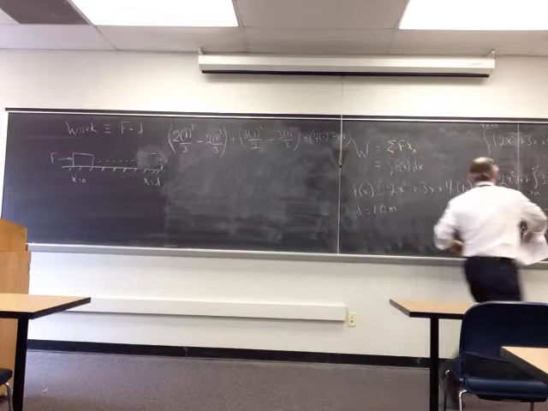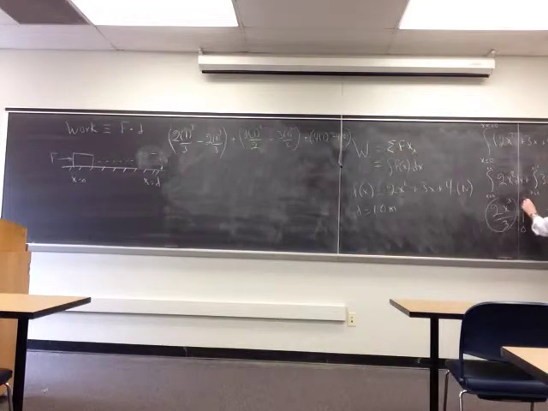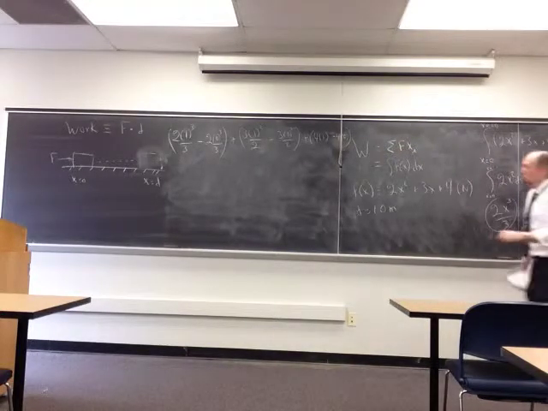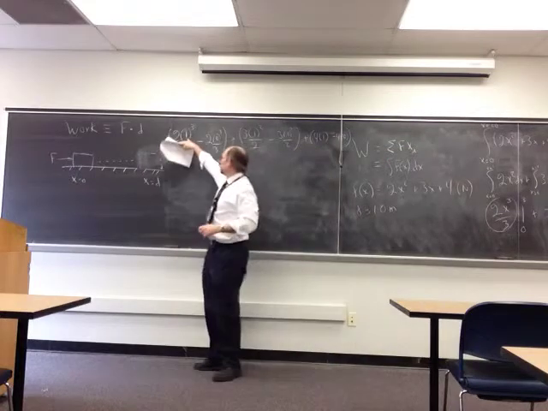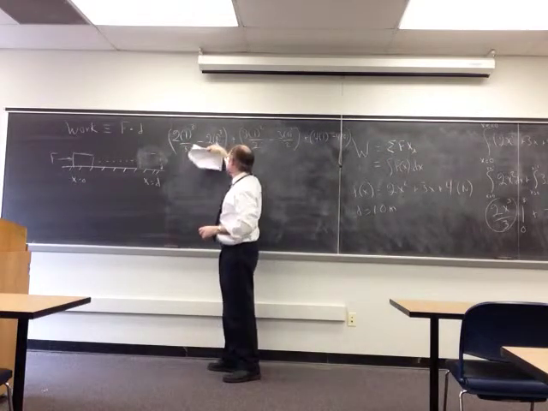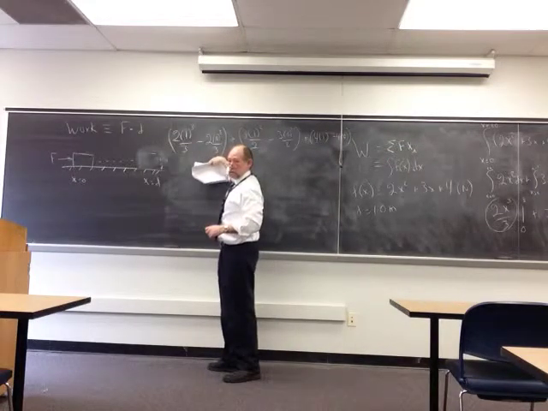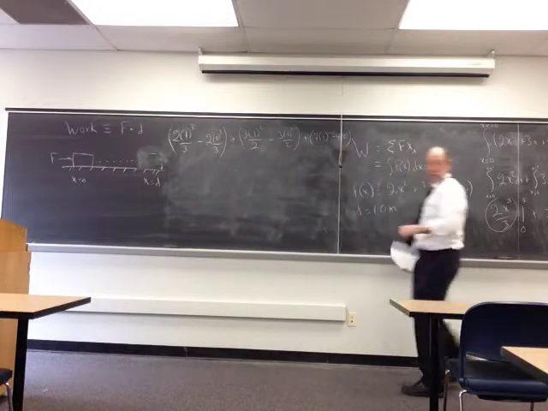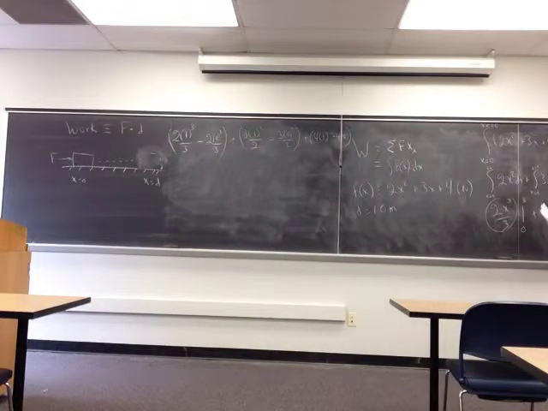You mean if I was going to go from 0 to 3? Yeah. So then I would have 2 times 3 cubed over 3 minus 2 times 0 cubed over 3. Yeah. Does that make sense? All right.